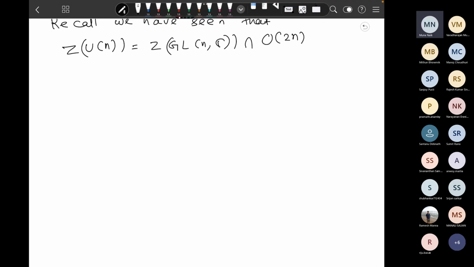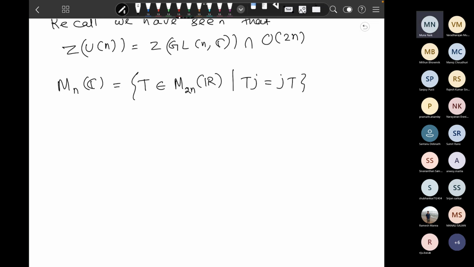So recall we have seen that Z of UN is equal to Z of GLNC intersection O2N. And we have seen that MNC is equal to T belongs to M2NR so that Tj is equal to Zt. Look at the left hand side: that is a complex linear map from Cn to Cn, and we are identifying it with real linear maps from R2N to R2N. So there is some identification. Ideally, one should not write the equality, but for that reason, I am writing this thing as equality.